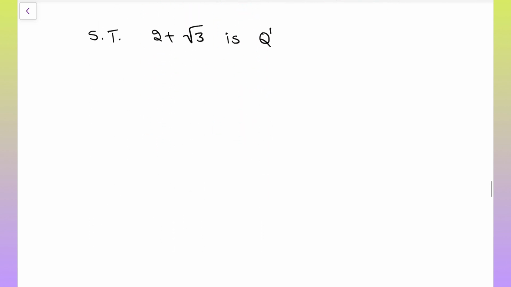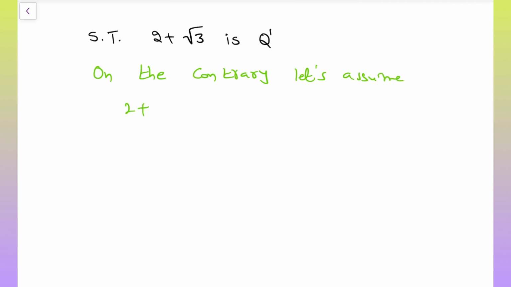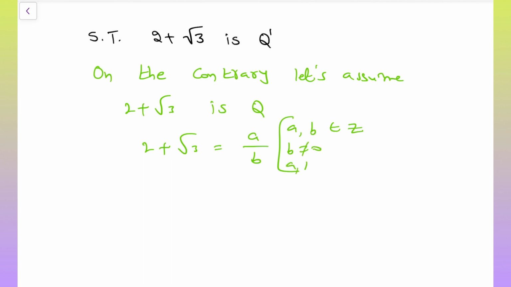Next, show that 2 plus root 3 is an irrational number. First, as usual, the same statement. On the contrary, let us assume that 2 plus root 3 is rational. If it is rational, we can write it in the p by q form, right? So 2 plus root 3 is equal to a by b. Condition: a, b both belong to integers, b not equal to 0, a, b are co-primes.